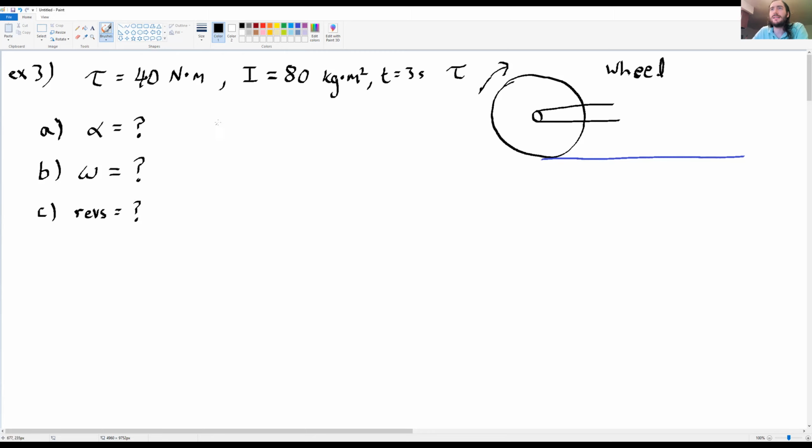Okay, so that's the task here. Now here's how I want to do this. I think these 3 parts are fairly straightforward.